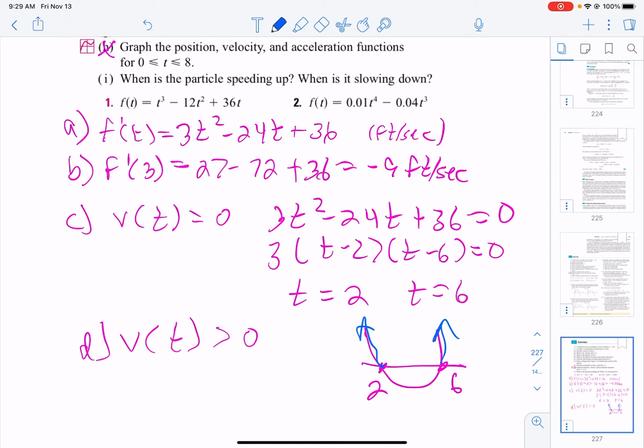Now, we're not going to go backwards in time, so we're going to start at 0. So from 0 to 2, it's going to be positive, and then from 6 to infinity, it is going to be positive. So anything between 0 and 2, and then anything bigger than 6. We can include the 0 because that point is definitely a positive point. Okay.